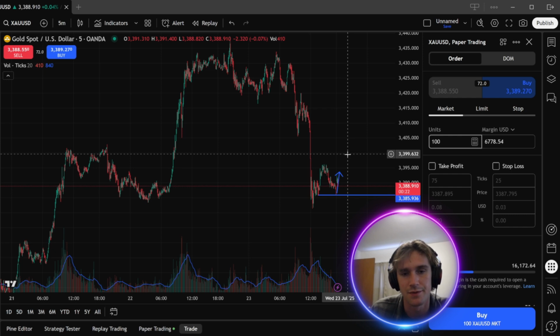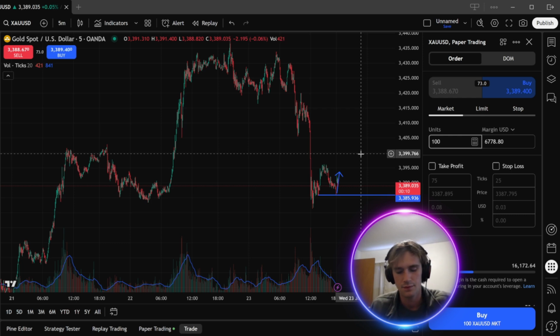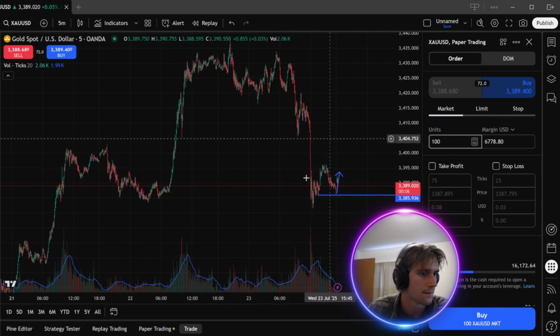I'm doing a bad job of explaining it, but liquidity is how many orders are on the market, and the banks are the ones that move the market, obviously.